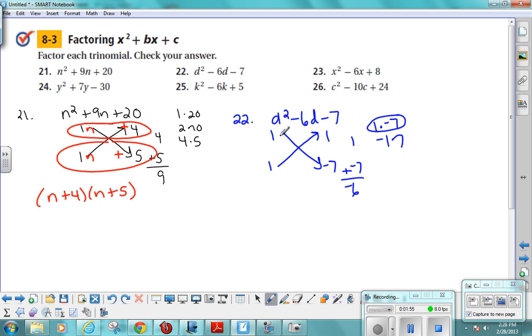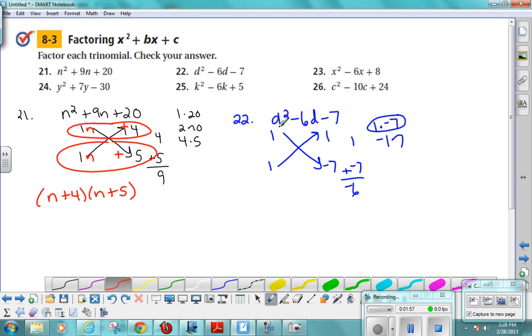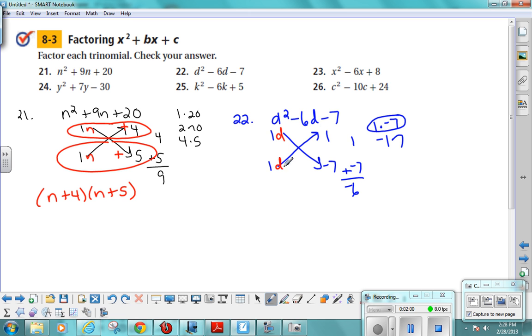So then go back, put your variables in. So this time it's a d. This was a positive 1, and this was a negative 7. So it's d plus 1. And it's d minus 7.